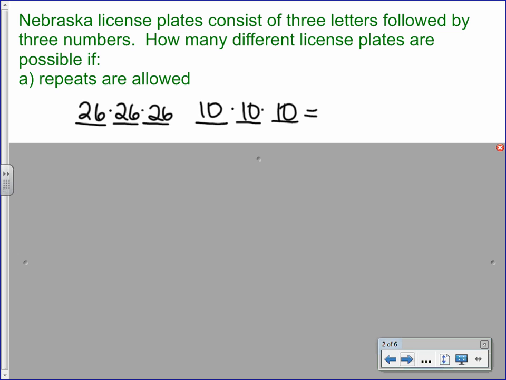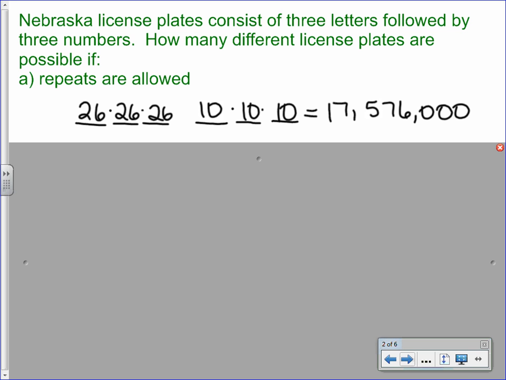Yes? And if repeats aren't allowed, doesn't it go consecutive? That's my next example. Yes. What's this number? Very large, yes. 17,576. Should be 17 million, right? Oh yeah. Well, okay.